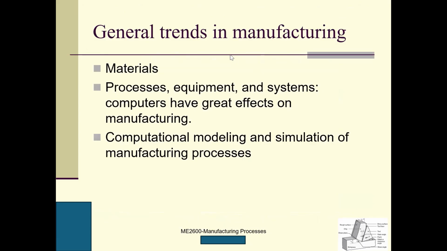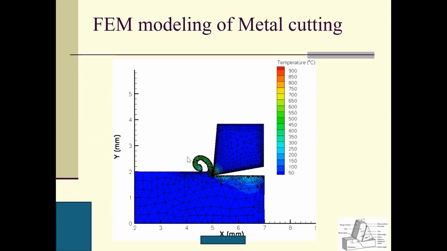Right? So general trends in manufacturing: new materials, new processes, and we use computer modeling and simulation of manufacturing processes. Why is this one important? Because before you do the manufacturing physically, you need to do the modeling and simulation, and based on this, you can identify the potential problems, right? So you can reduce a lot of cost and time. So we are going to use this advanced FEM to do FEM modeling of metal cutting.